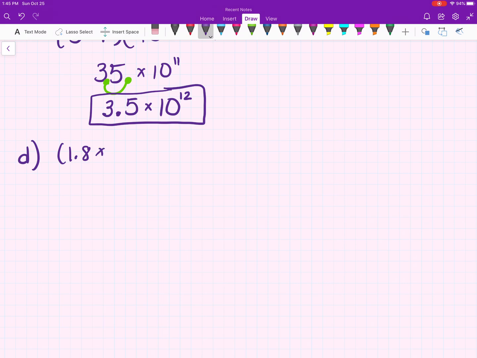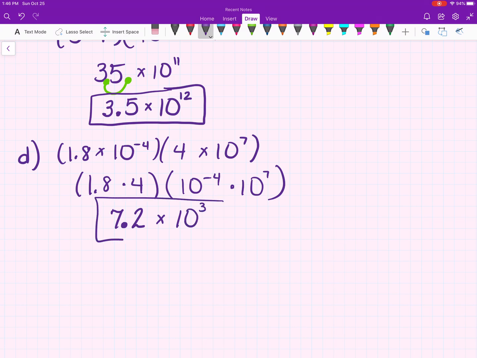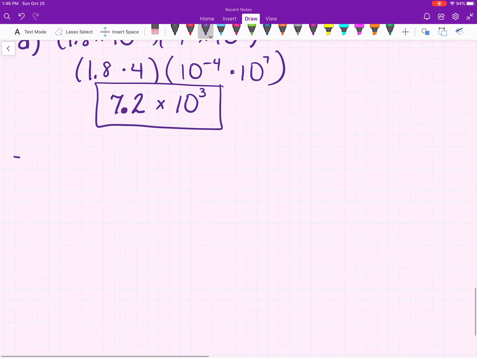1.8 times 10 to the negative 4th, and then 4 times 10 to the 7th. Scientific notation is the only time you leave negative exponents. When we're dealing in scientific notation, we leave negative exponents, okay? So again, I'm going to do 1.8 times 4 in my one group, and 10 to the negative 4 times 10 to the 7th in my other group. Well, 1.8 times 4 turns out pretty nice. It comes out to 7.2. So that's already okay. We don't have to do anything with that. And then remember, when you multiply like bases, you add exponents. Well, negative 4 plus 7 is 3, so it's 10 to the third. That's that one. 2 more problems.